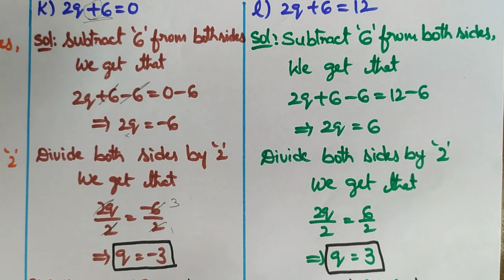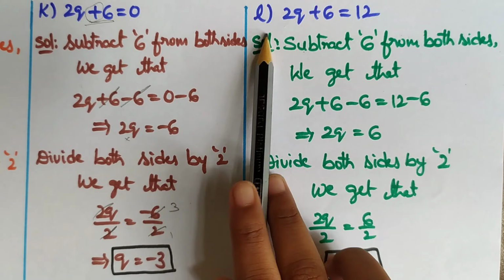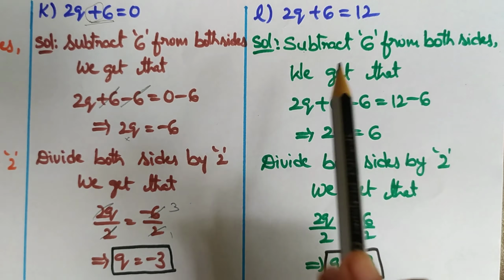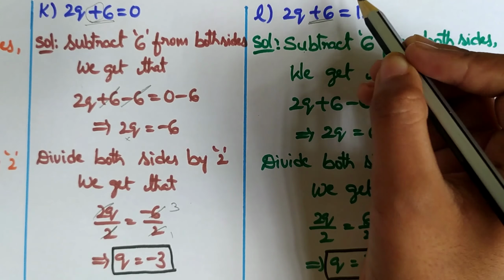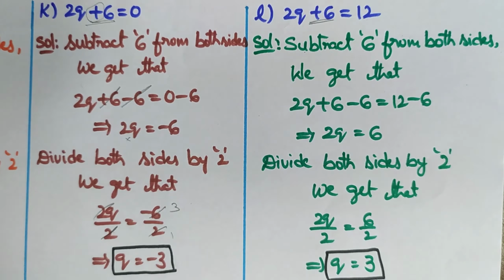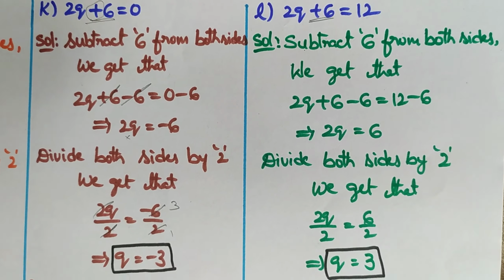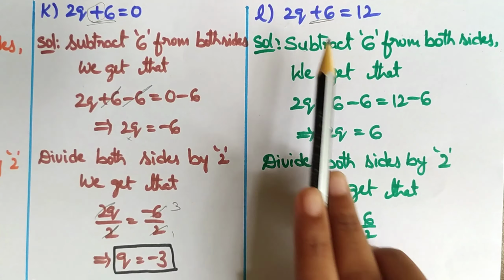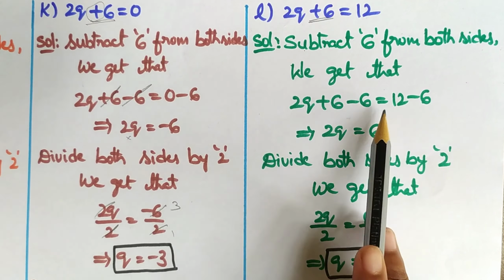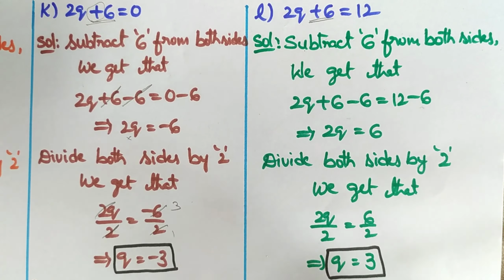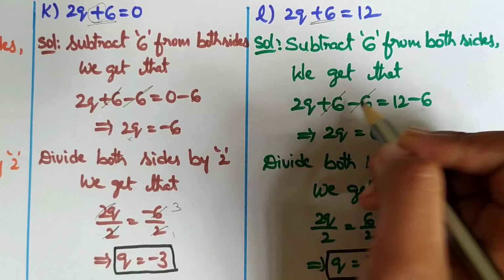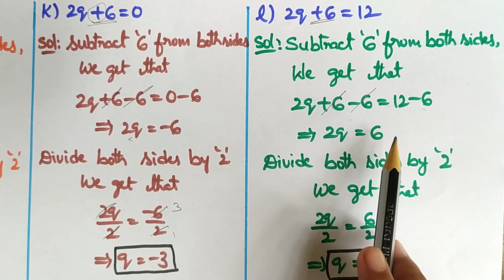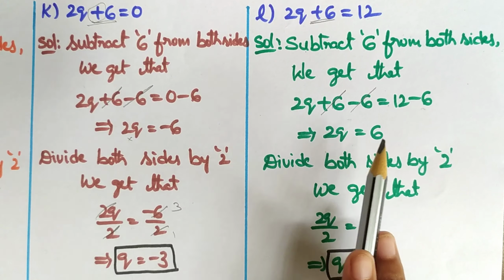Okay friends, now let us see L bit, that is 2q plus 6 is equal to 12. In 2q plus 6 is equal to 12, here it is addition. That means we have to do the opposite of addition, which is subtraction. So subtract 6 from both sides, we get that 2q plus 6 minus 6 is equal to 12 minus 6. Now 2q plus 6 minus 6 get cancelled. So 2q is equal to 12 minus 6, which is 6. So 2q is equal to 6.